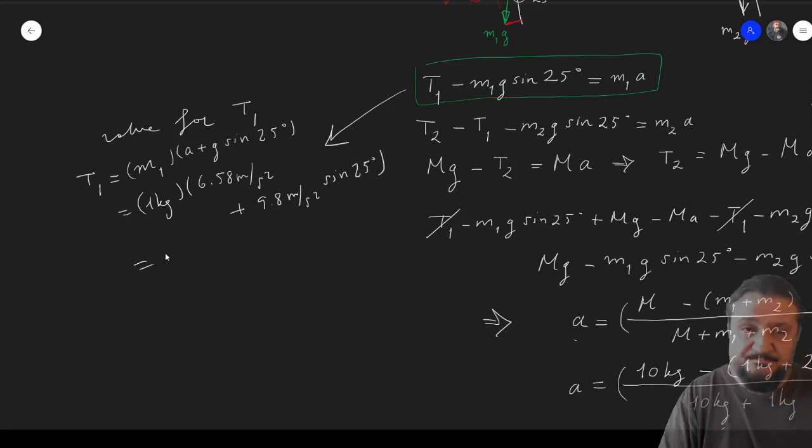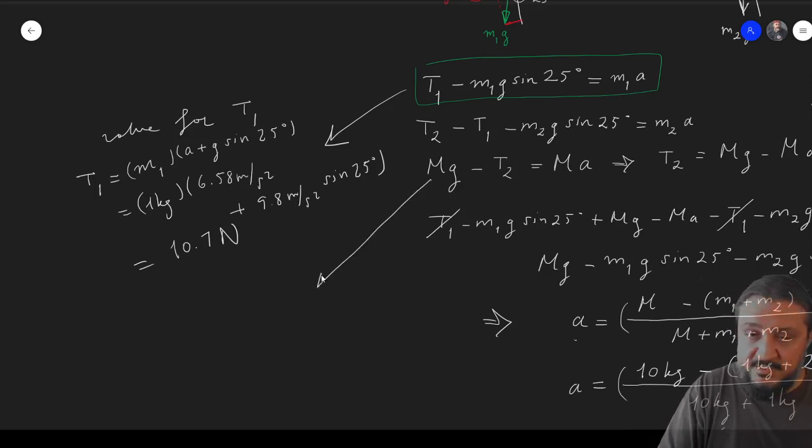So 6.58 plus 9.8 times sine 25. That gave me 10.7, or 10.72, 10.7 newtons. All right, done. Finally, T2. Okay, you can use this equation here. Solve for T2 now.